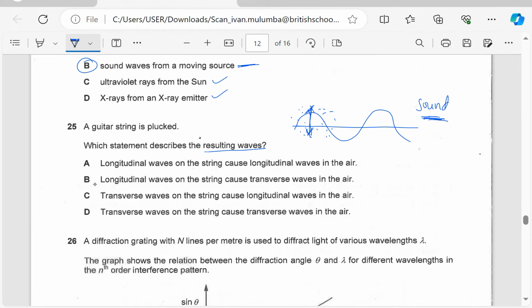So which statement describes the resulting waves? Longitudinal waves on the string cause longitudinal waves in air. The waves on the string are transverse because the string vibrates perpendicular to the direction of propagation of the energy of the wave. So these two are wrong. Transverse waves on the string cause longitudinal waves in the air. Because we hear the sound, it means the transverse waves on the string are causing longitudinal waves in the air. So the answer is going to be C.